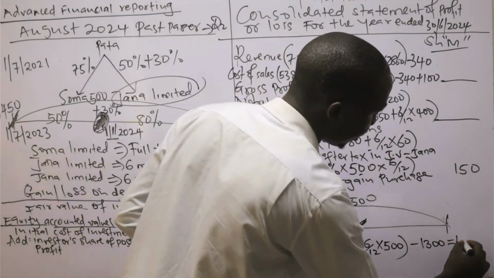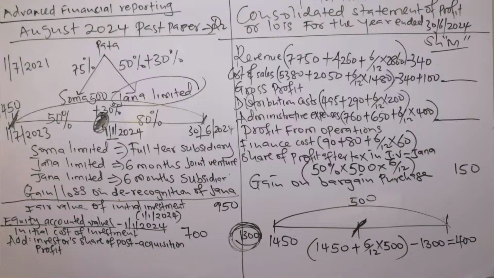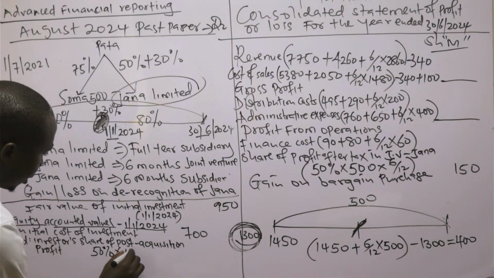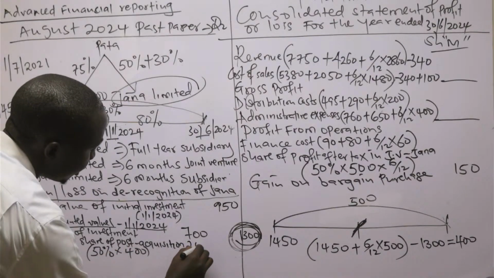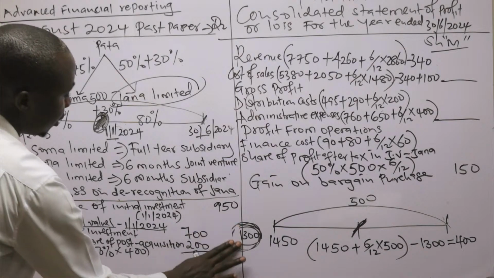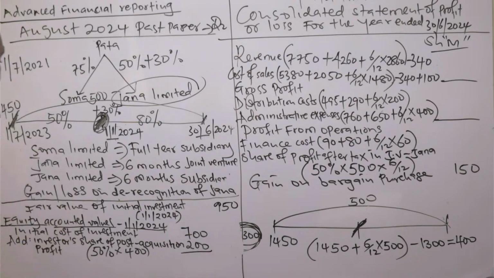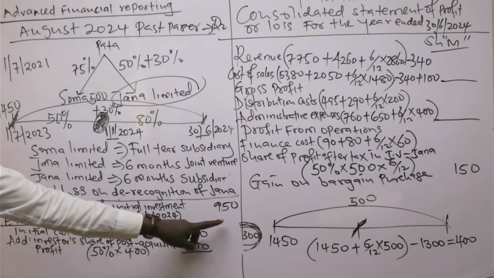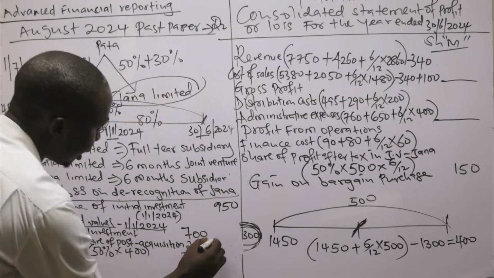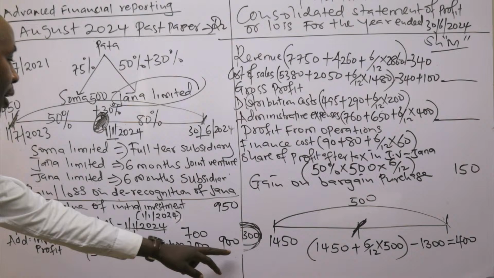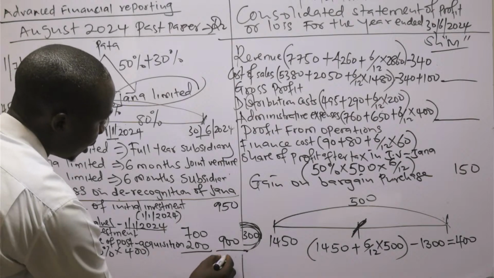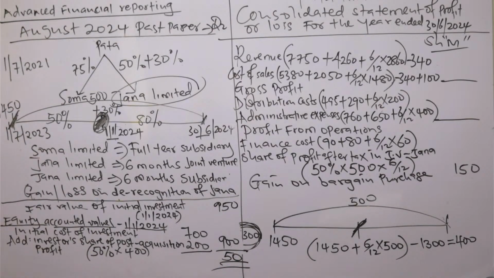So that one will be 400, because this is 17. So the share, 50% of 400, that is 200. So we have a total of 900. The book value of the investment, or we call it equity accounted fair values as of January 2024. So the fair value is 950. The book value of the investment is 900. So the fair value is more than the book value, meaning that there is a gain of 50. There is a gain on the recognition.